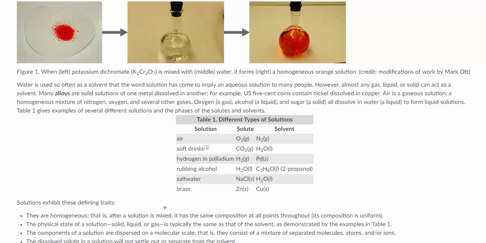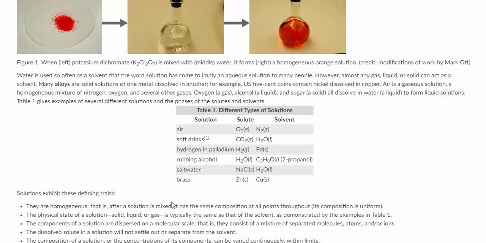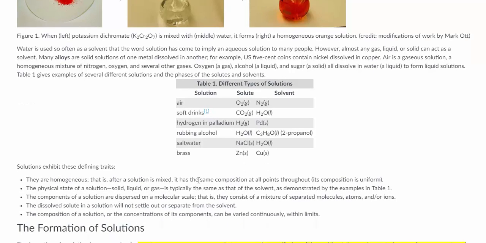So I can't see where the potassium dichromate starts and the water stops. It seems to be all mixed together. And the dissolved solute will not settle out or separate. I can only witness that if I have this on my lab bench and I watch it for a long period of time. I'm not sure that we can witness that in this picture, but I do know that to be true.